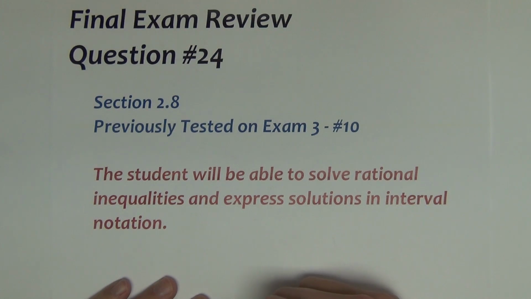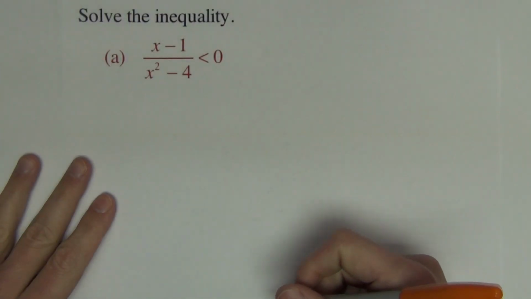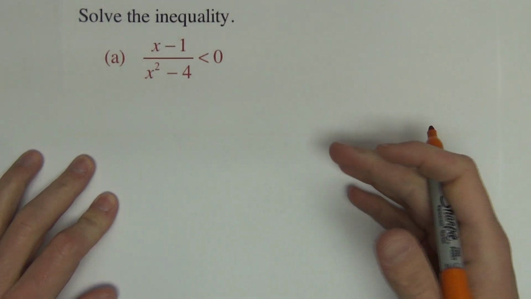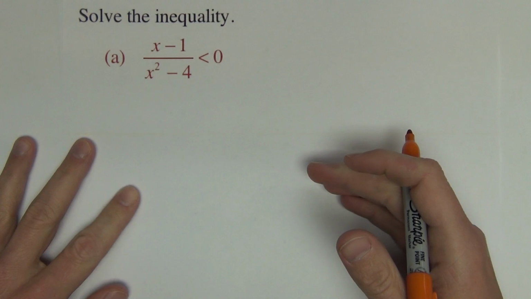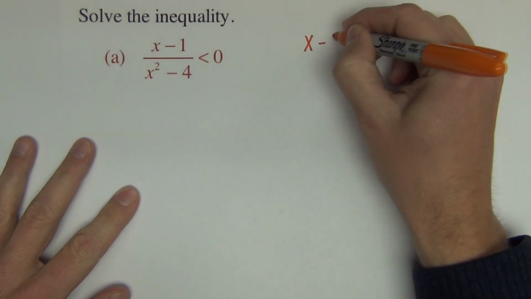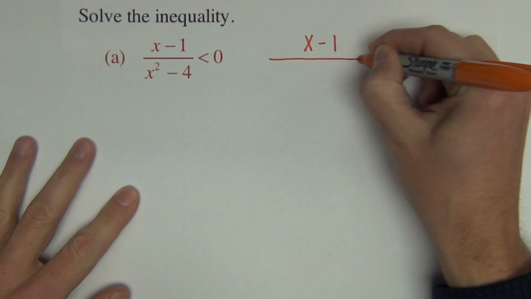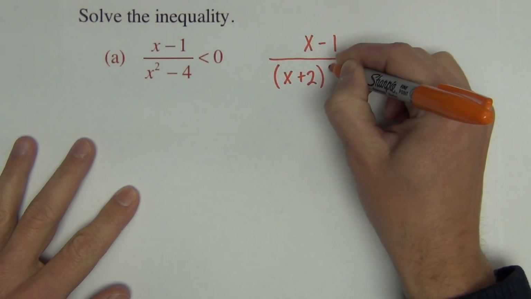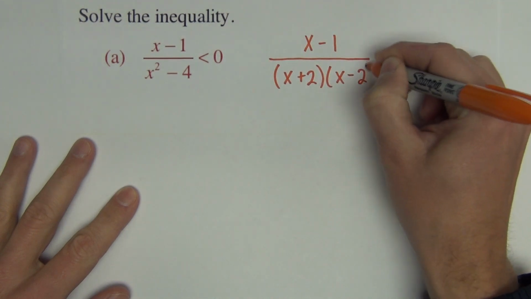So I'll show you a couple examples step by step in how to do this so that hopefully we can get this one right. First thing we're going to need to do is to completely factor all numerators and all denominators, if they aren't currently factored. So I rewrite the problem so that the denominator factors: x plus 2, x minus 2.